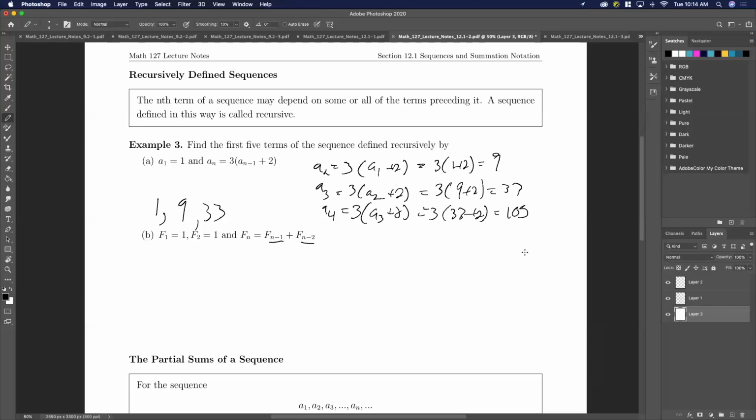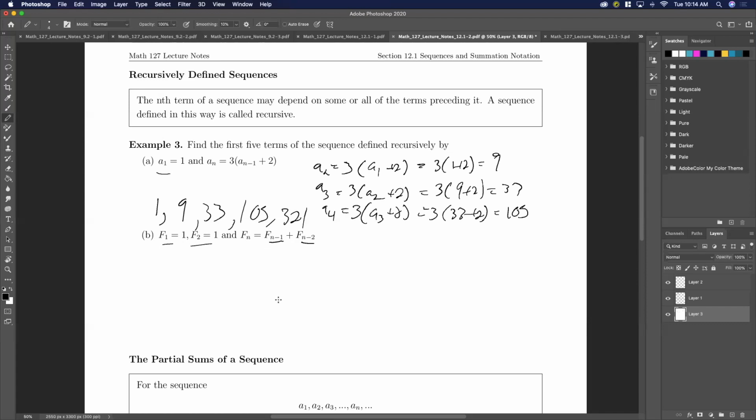So A4 is 105. And then the last one here would be 321, which is 3 times 107, right? 3 times 107 would give you this. All right, so that's a recursive one. This is one where it only depends on the previous term.